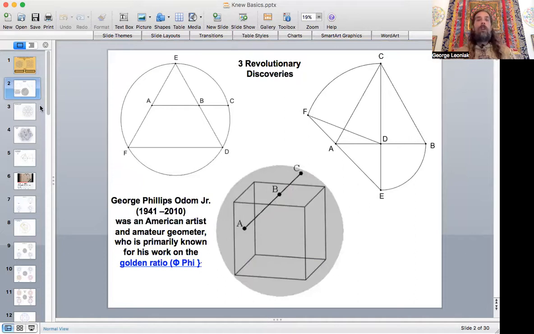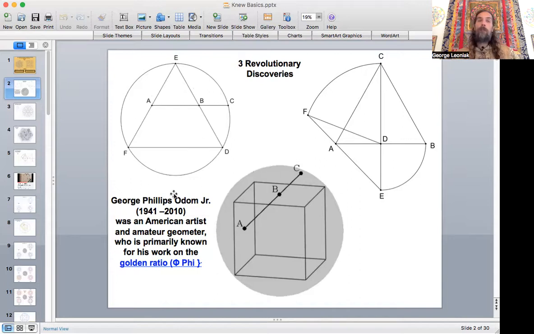But first, I want to go over these three revolutionary discoveries by George Phillips Odom Jr., 1941 to 2010. He was an artist, an amateur geometer. He spent time working with Coxeter and sending his material. He did a lot of work with the phi ratio, and these are some of the amazing discoveries.